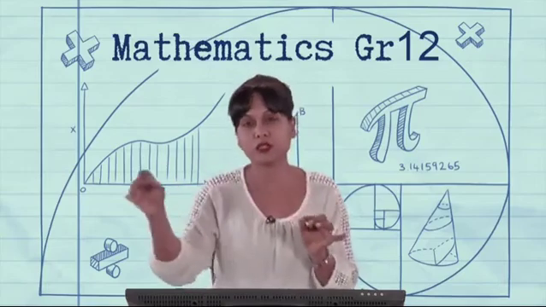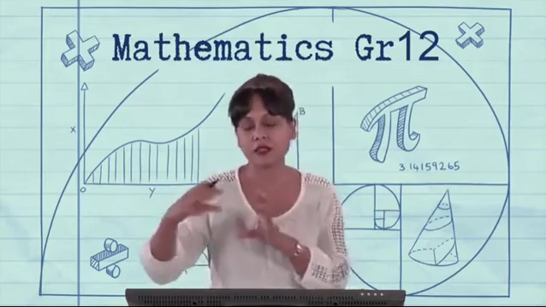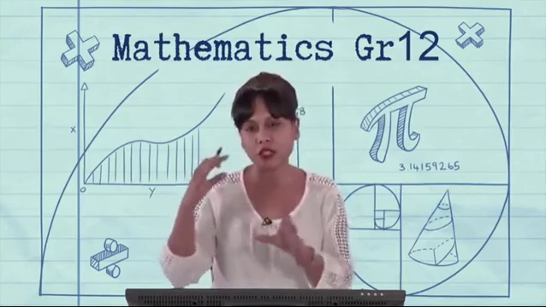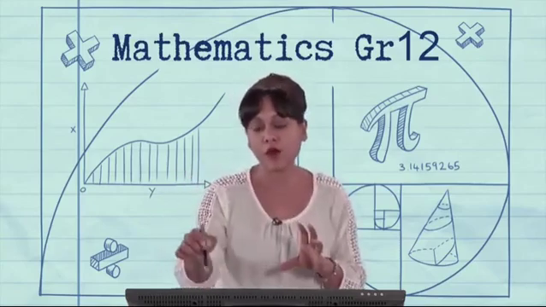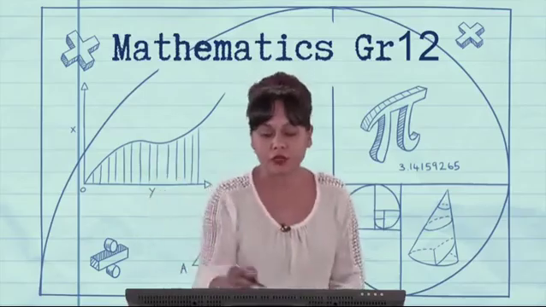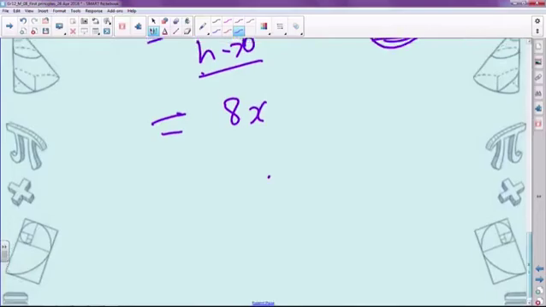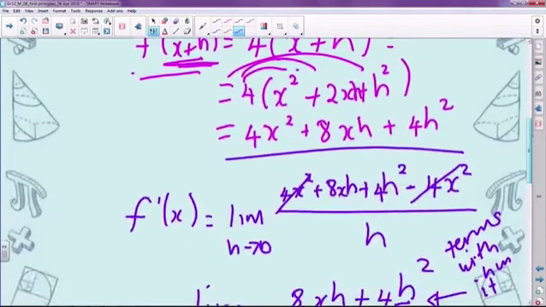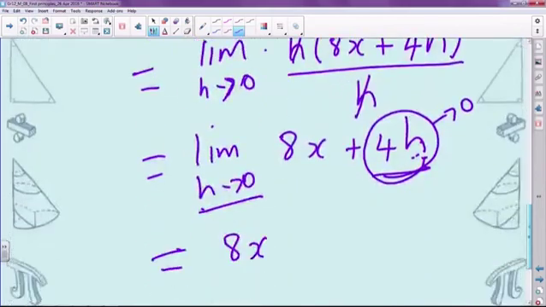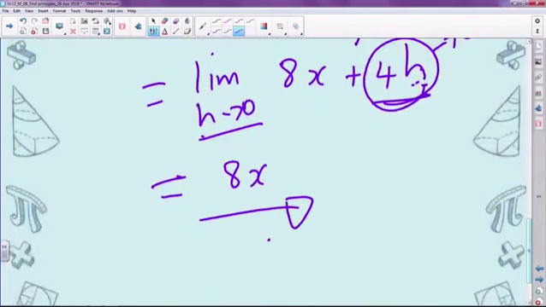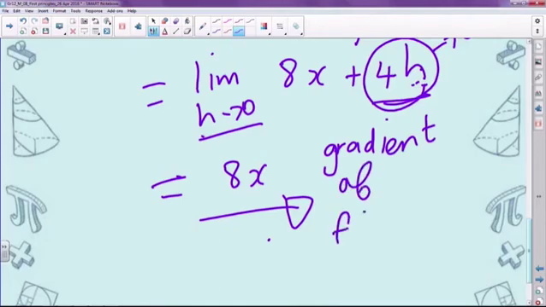You're not putting h is equal to 0, you're actually tending 8x plus 4h to naught, and you're looking at what's happening, and you'll see that the 4h part of it will tend to 0. So all you'll be left with is just 8x. So what does this tell me? We've taken the function f of x, we've found the derivative, and we get this value 8x. Well, that is now the gradient of f of x is equal to 4x squared.